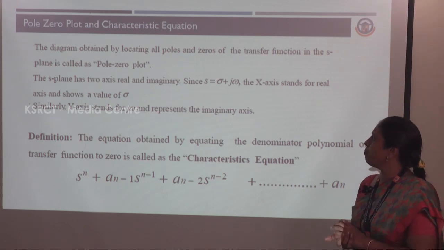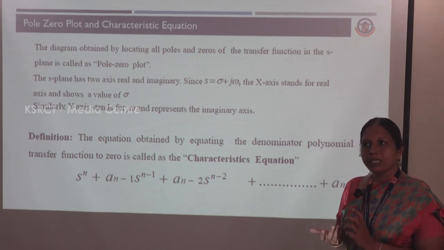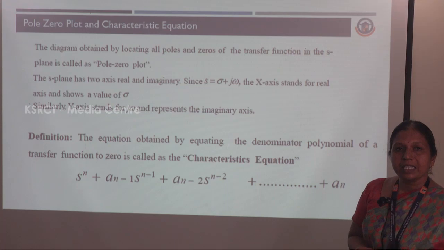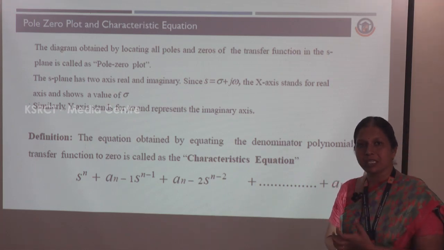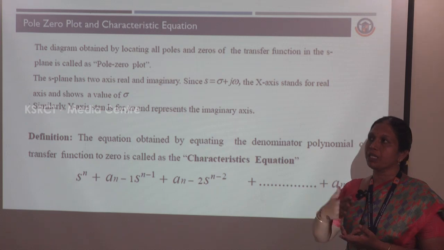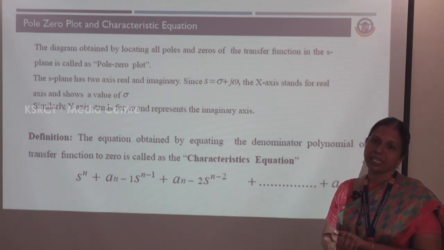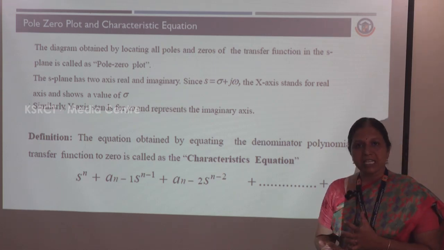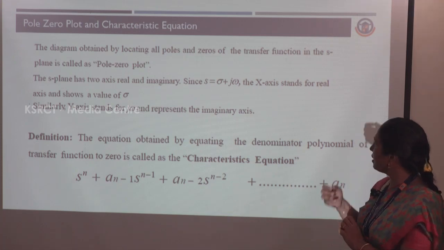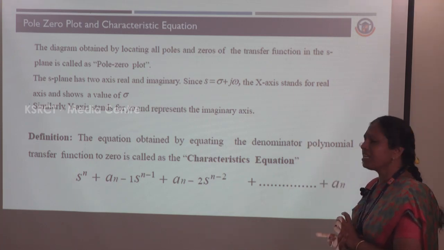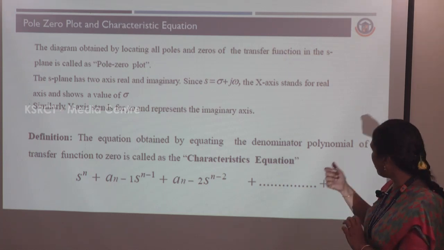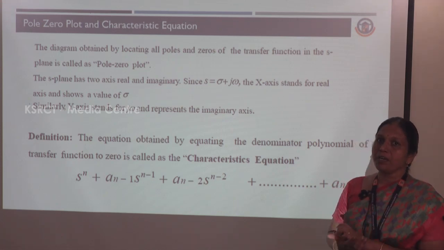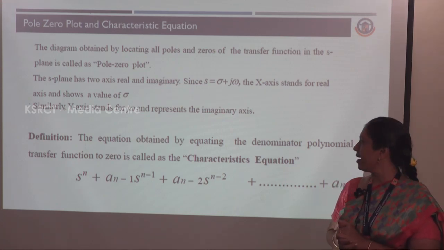And next is pole zero plot. In the S plane we can plot the poles and zeros, and that is called the pole zero plot. When we equate the numerator polynomial of the transfer function to 0, we get the zeros. When we equate the denominator polynomial to 0, we get the poles. From those poles and zeros we can plot in the S plane and we get the pole zero plot. So here we have an S plane, s equal to sigma plus j omega. Sigma represents the x-axis, and j omega is the imaginary axis, nothing but the y-axis.